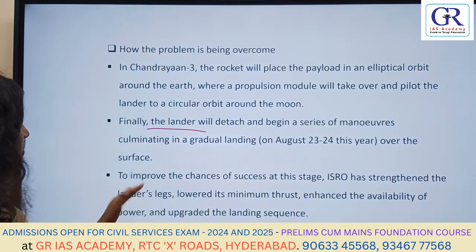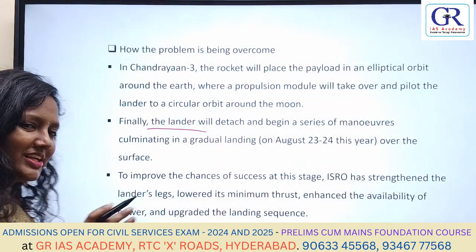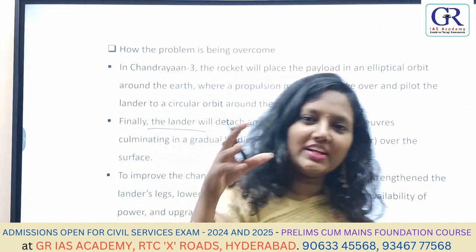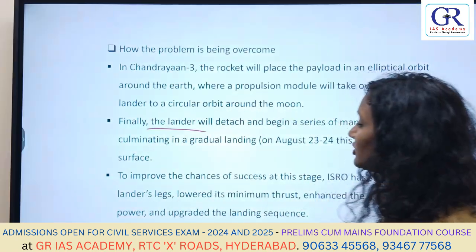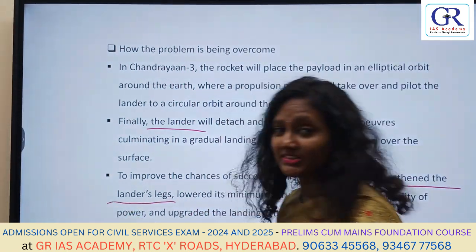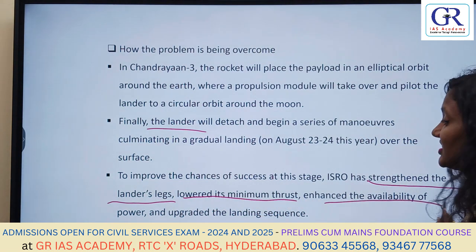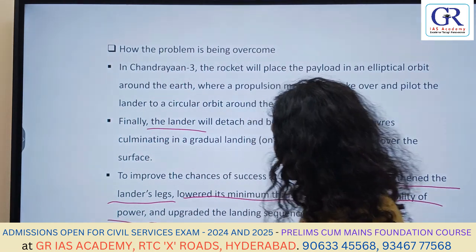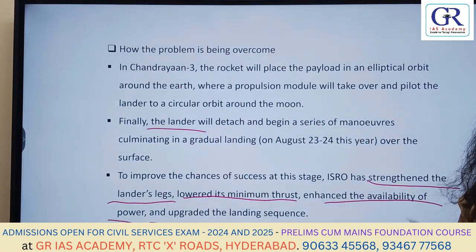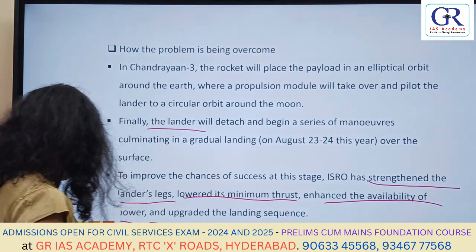To improve the chances of success at this stage, what ISRO did: the problem was with the landing itself. So ISRO thought they needed to strengthen the lander legs. They strengthened the lander legs, lowered its minimum thrust, enhanced the availability of power, and upgraded the landing sequence. All they have done is to overcome the problems faced during the Chandrayaan 2 mission. Now, why are they striving so much? This is also very important. Let us see.